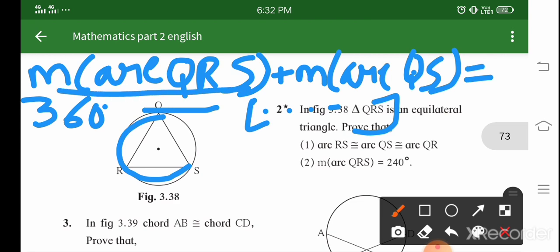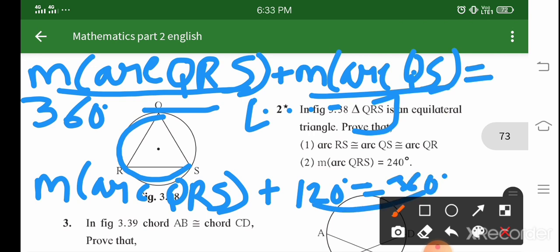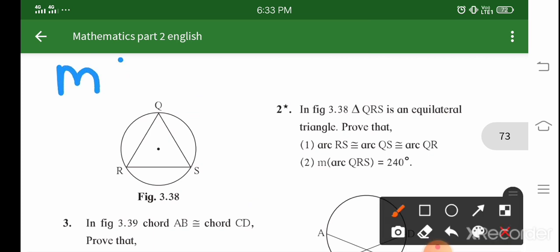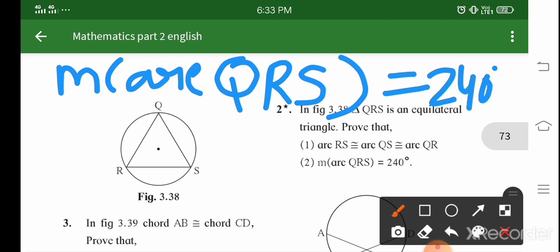So instead of QRS, just write it as it is, measure of arc QRS. But instead of QS, we have the value 120, and it equals 360. Now take this 120 across and you will get 240. So measure of arc QRS is equal to 240, because 360 minus 120 gives 240. So hence proved. I think this question is clear.